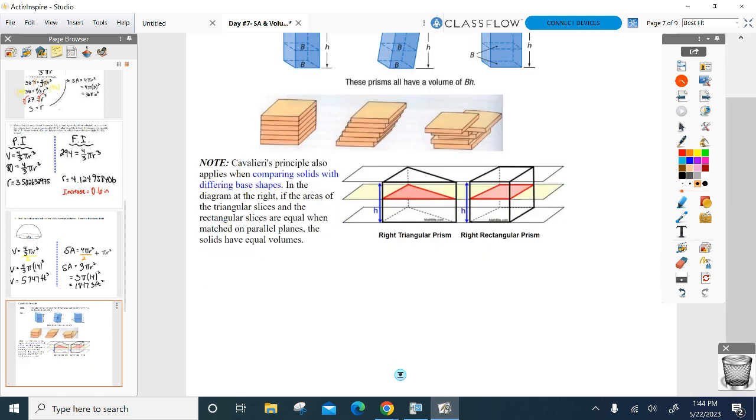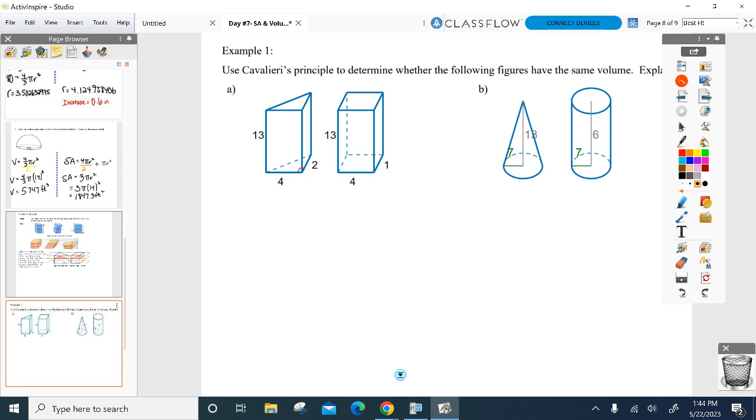Let me put a stranglehold on this principle. I don't even have to have the same type of figure. Triangular prism versus a rectangular prism. Same volume. How do I know without even calculating it? Same height. And this triangle has the same area as this rectangle. All right, same volume. Don't even need to calculate it. All right, and that is what I want you to do for these next 2. Use Cavalieri's principle and not calculate the volume.